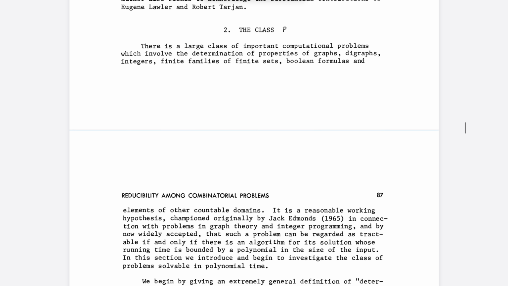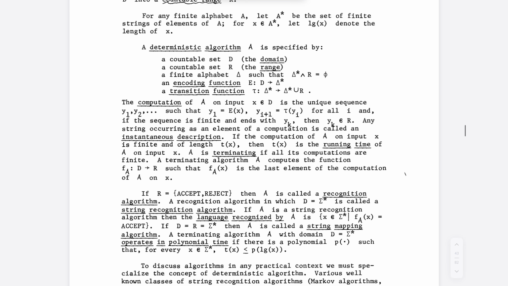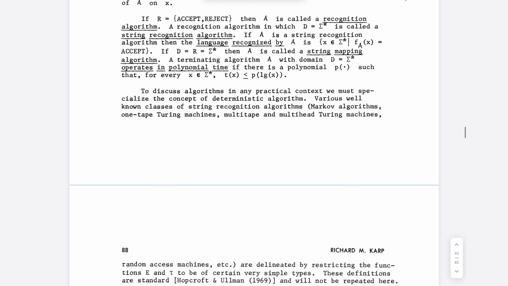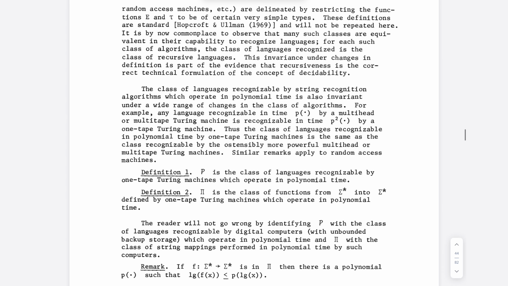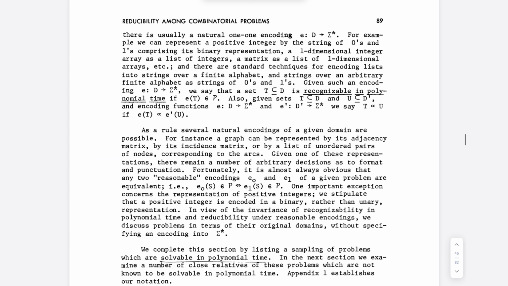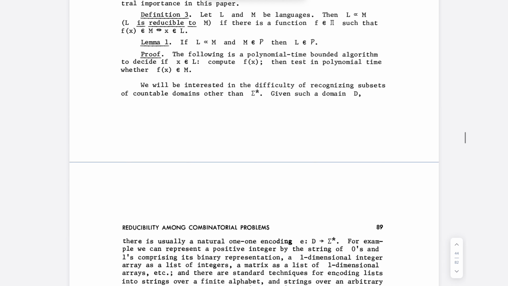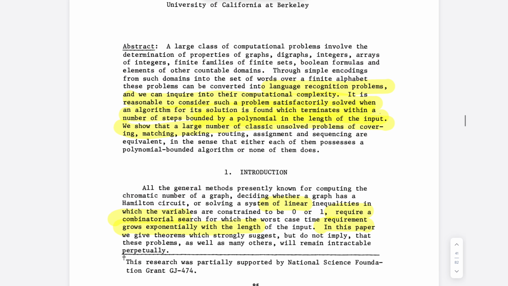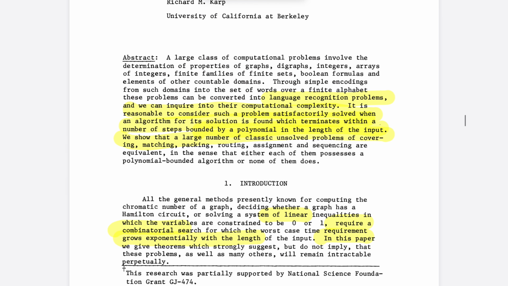And they talk about the class P, various things, deterministic algorithms. They're being very formal. One tape Turing machines, and so on and so forth. So this is some massive paper. Maybe the one thing I want to point out is that this is from 1972.